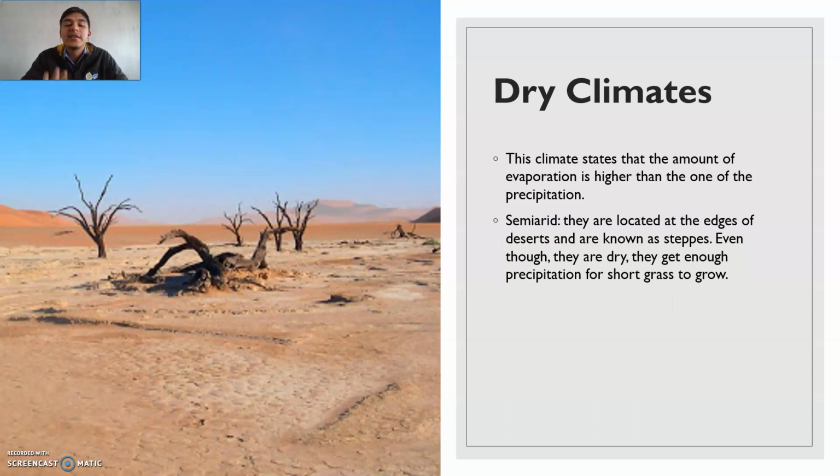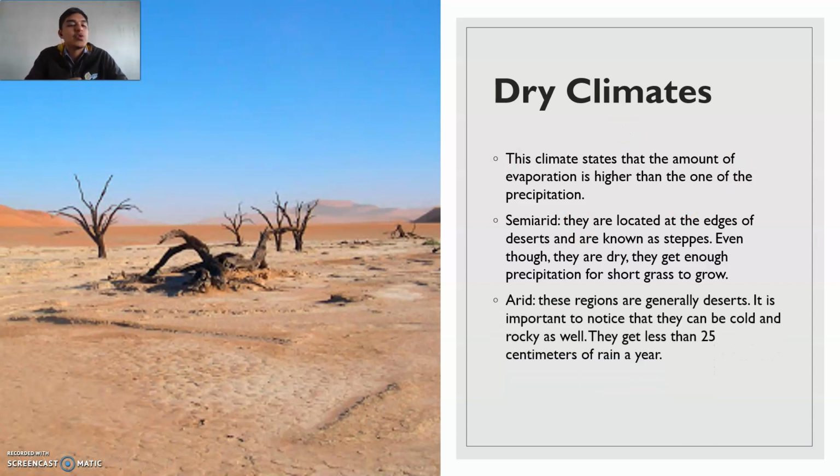And by the way, there are different classifications for the dry climate, and the first one is semi-arid. They are located at the edges of deserts and are known as steppes. Even though they are dry, they get enough precipitation for short grass to grow. So the picture that you have right here is of a different type of dry climate, which is this one, arid. These regions are generally deserts. It is important to notice that they can be cold and rocky as well. They get less than 25 centimeters of rain a year.